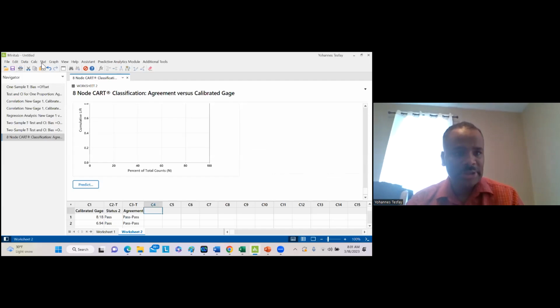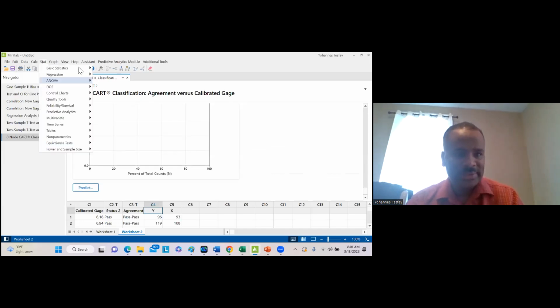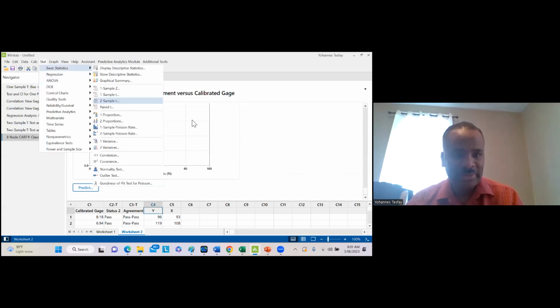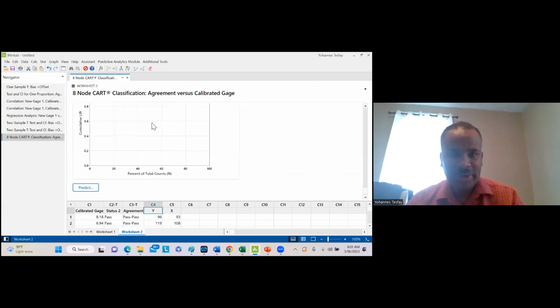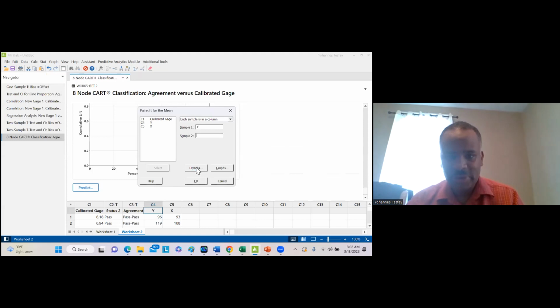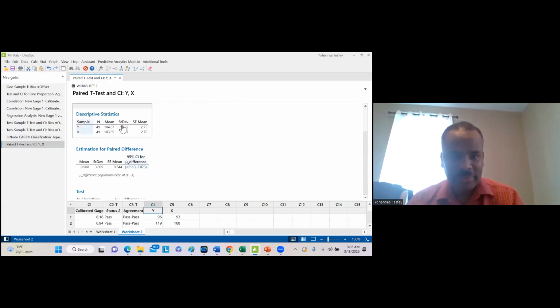So here you come and start the paired t-test. You're going to put sample 1 as y and sample 2 as x, then go to options, 95%, graph, box plot of difference, individual plot, and do it like this. Then it's going to give you the mean of y and the mean of x just like that.